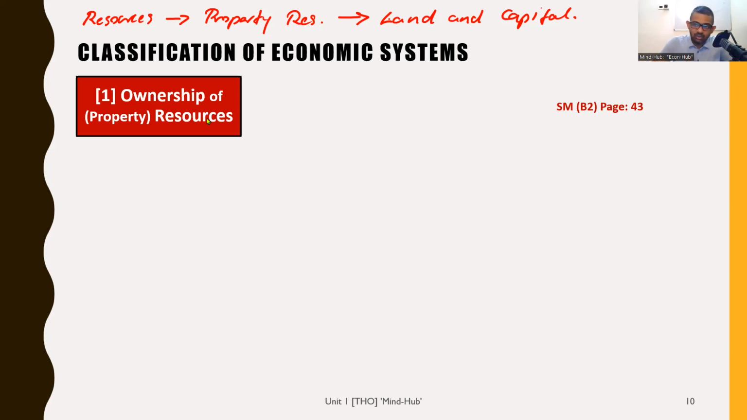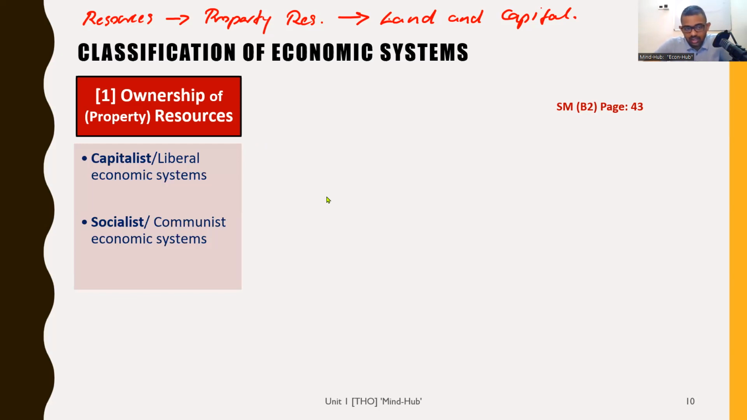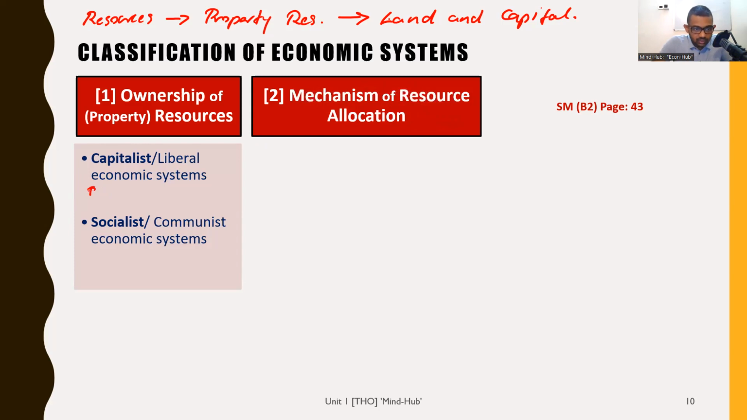When we talk about ownership, there are only two main parties. If there is a country where the dominant ownership is private property ownership, keyword private sector, meaning the private sector owns and controls the majority of the land and capital property resources in a country, that means we are in a capitalist economy or a liberal economy.